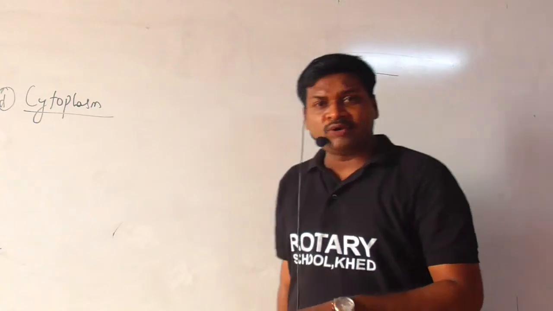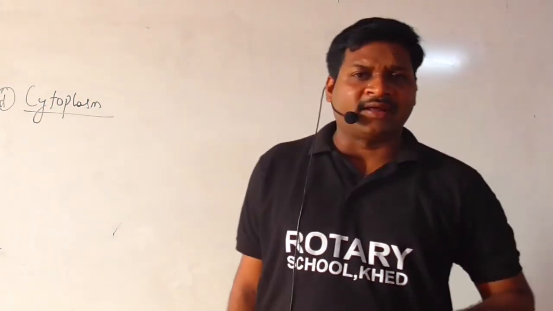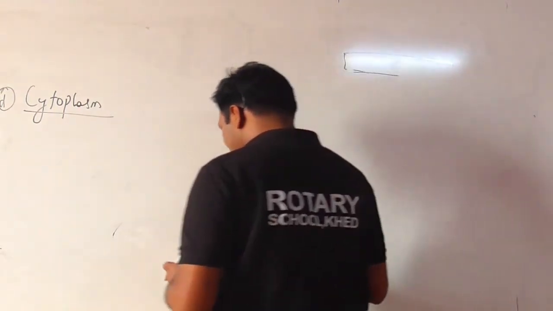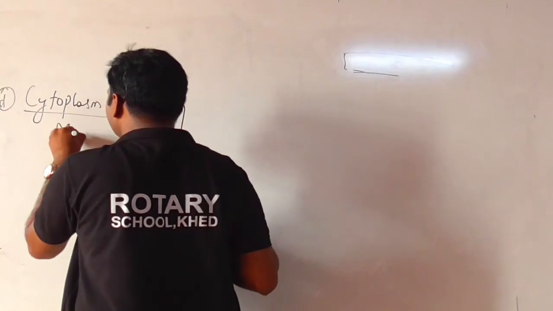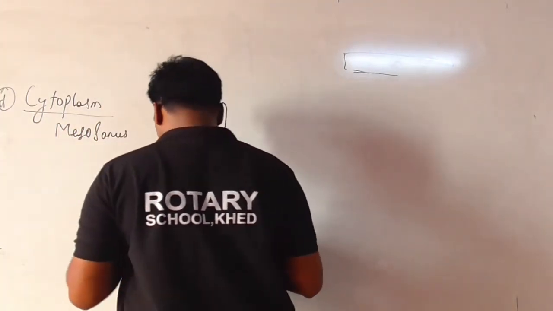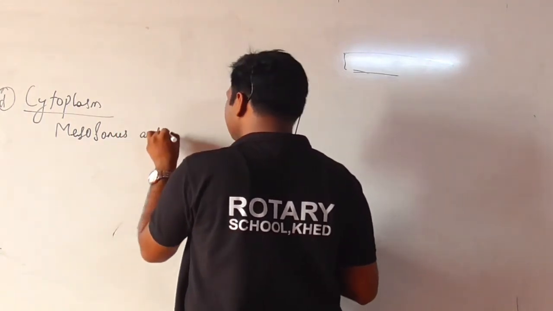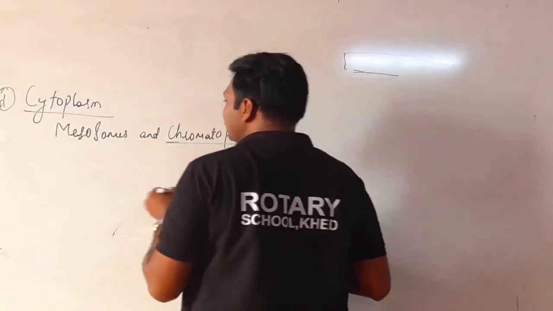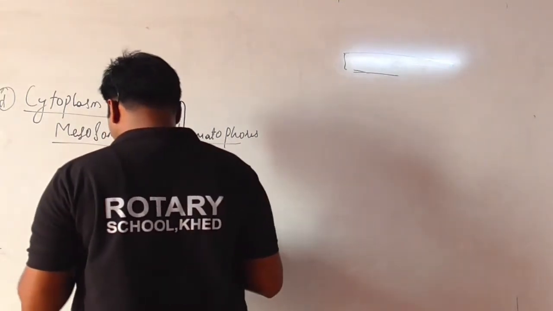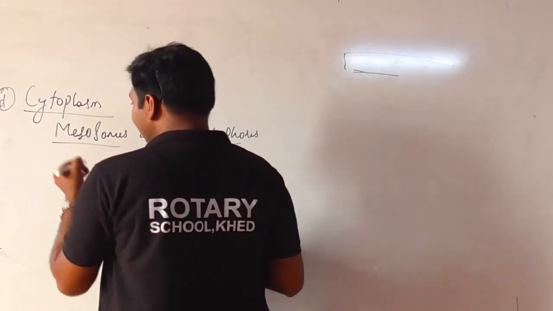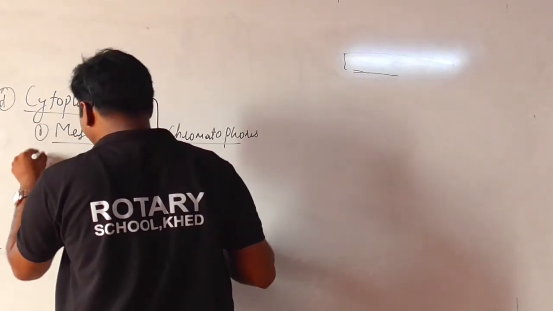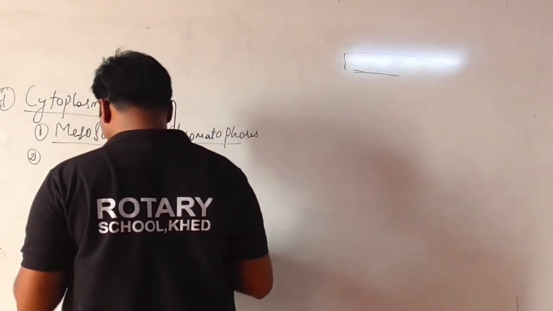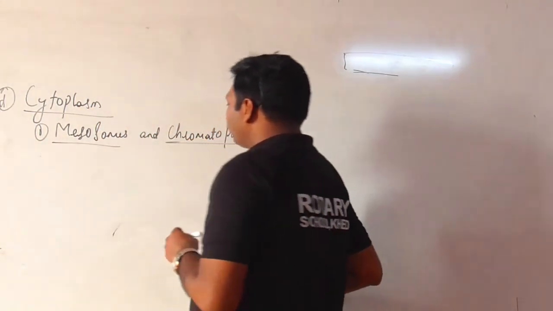Now here, in prokaryotes, the cytoplasm does not contain many cell organelles, so we call it a primitive type of cell. The cytoplasm of the prokaryotic cell consists of mesosomes and chromatophores. Apart from that, it also consists of different cell organelles. Apart from cytoplasm, the mesosome and chromatophores can also be studied.